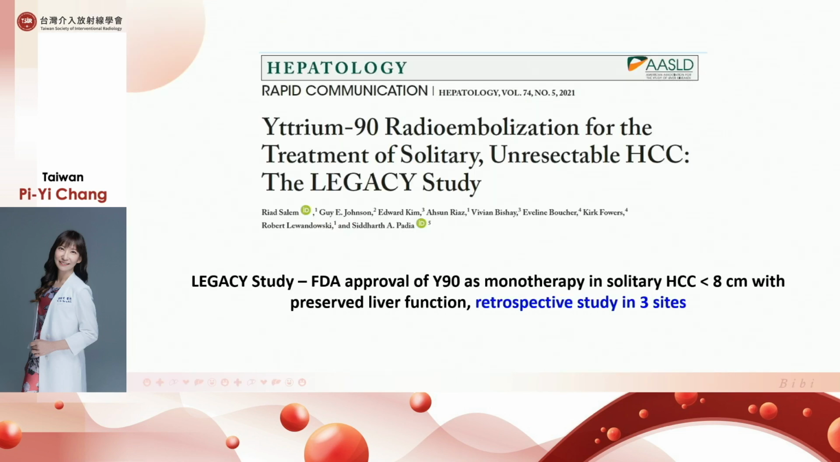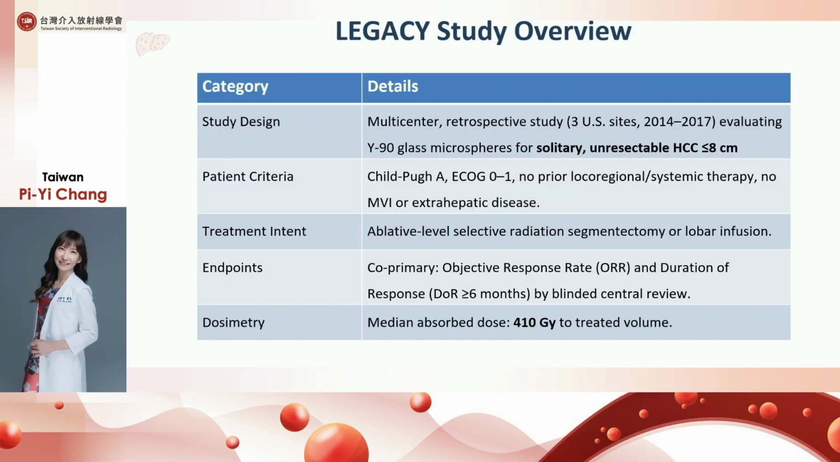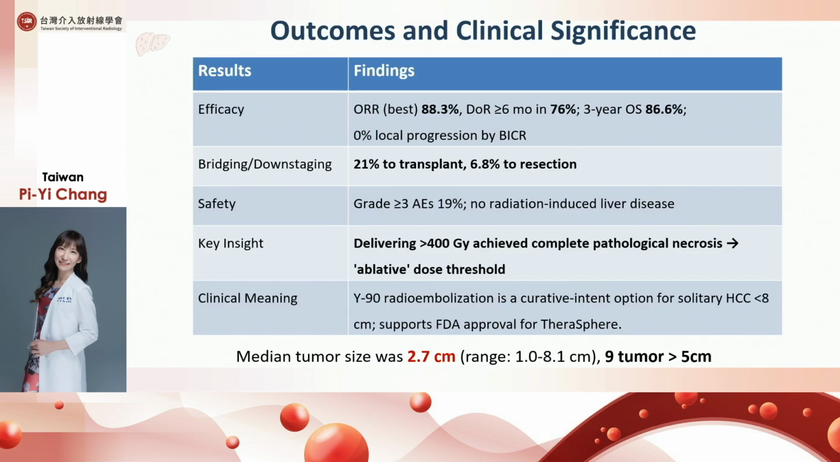This paper has already been shared by Dr. Kim, but the LEGACY study is encouraging for Yttrium 90, because we can have radiation segmentectomy with this high dose of Yttrium 90 treatment. For this study overview, I will go through it very quickly. It is for solitary unresectable tumors smaller than 8 centimeters, and the dosimetry should be up to 410 gray for the treated volume.